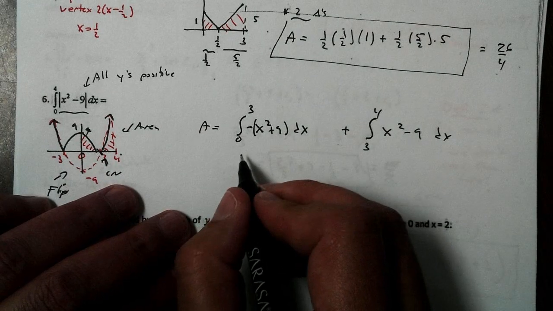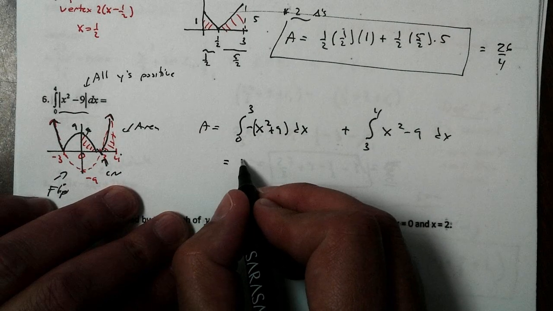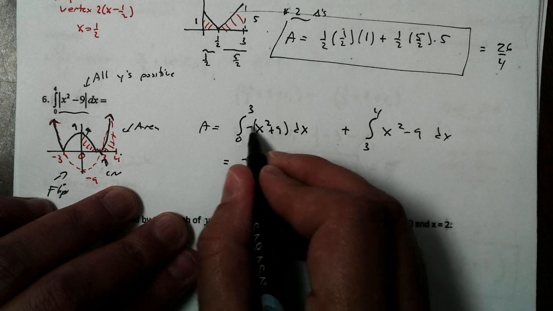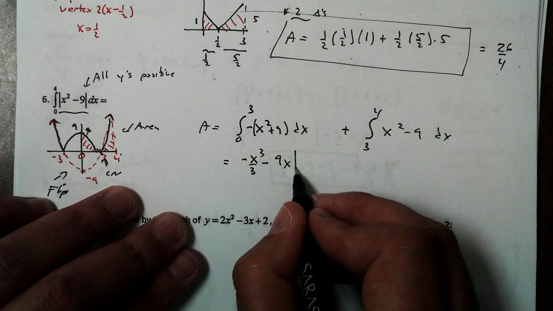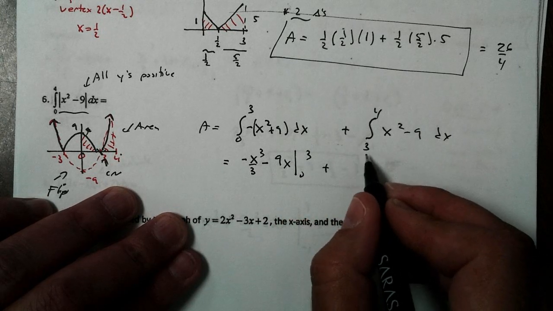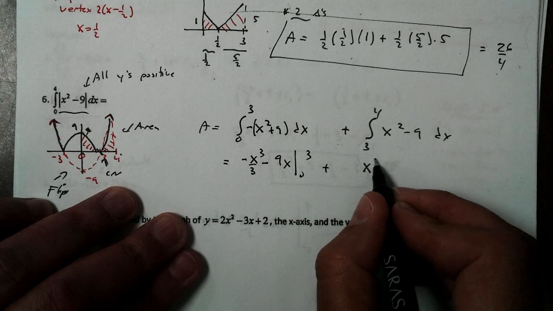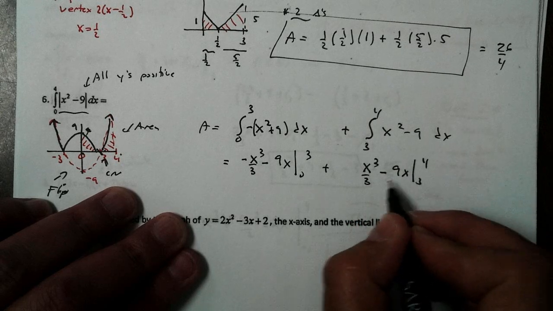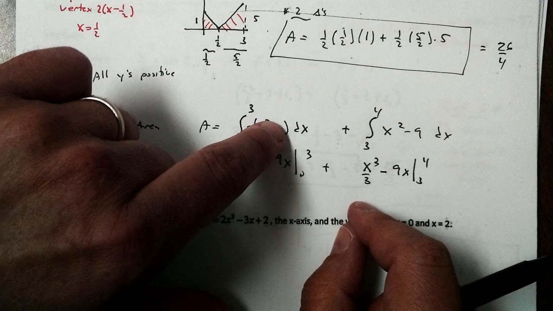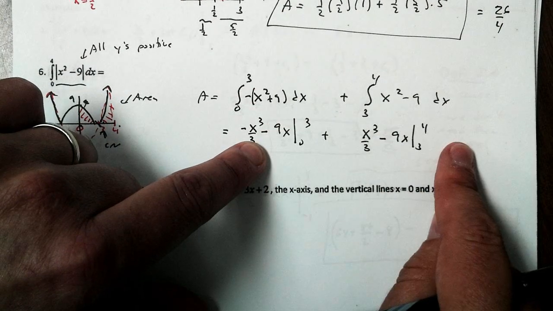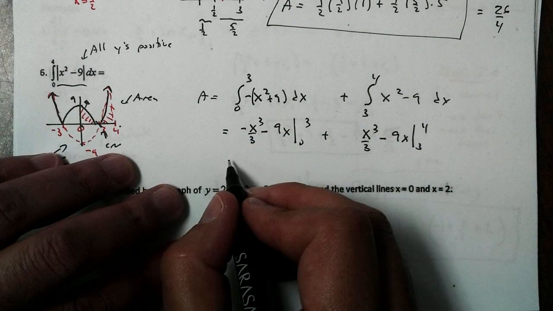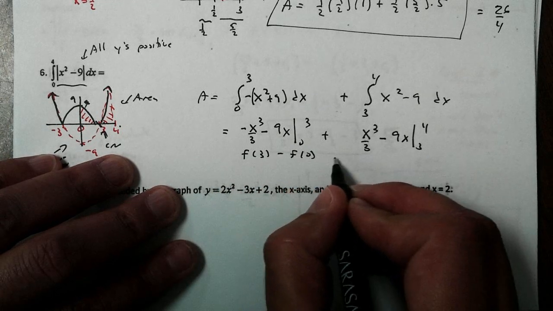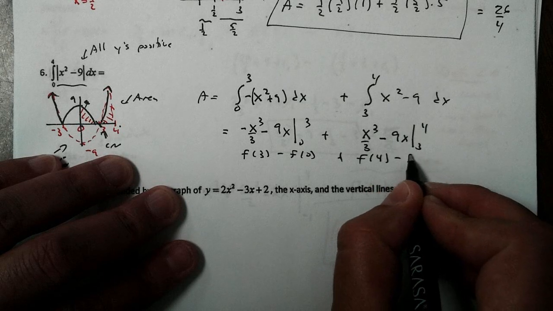And this I can evaluate. This just becomes, ready, negative x cubed over 3 minus 9x, convince yourself that's true, from 0 to 3, plus x cubed over 3 minus 9x from 3 to 4. Don't cancel anything out. Once you took the antiderivative, you don't need to put the dx anymore. Plugging in, we're going to use our FTC: f of 3 minus f of 0, plus f of 4 minus f of 3.